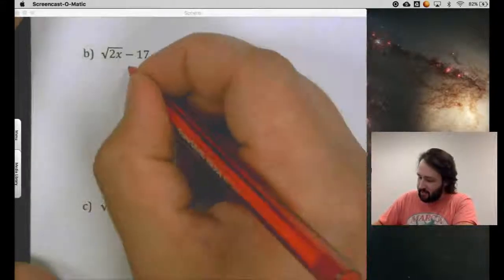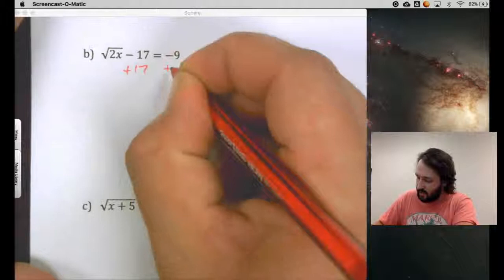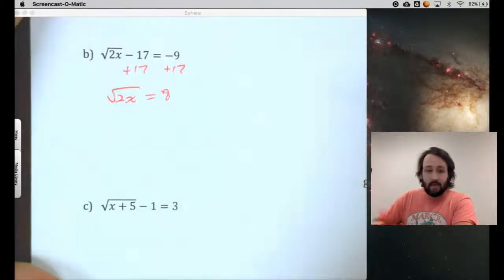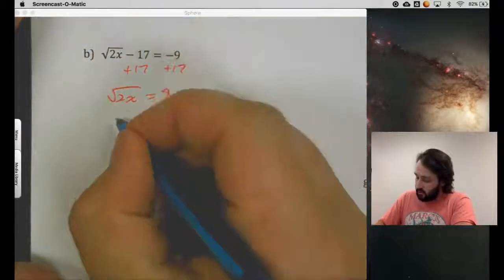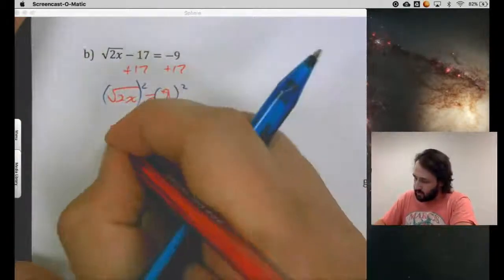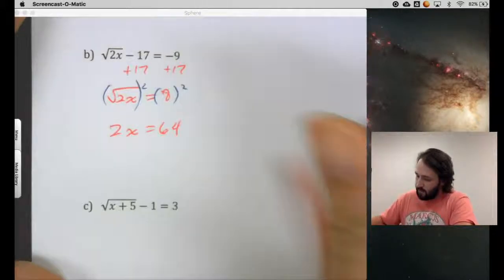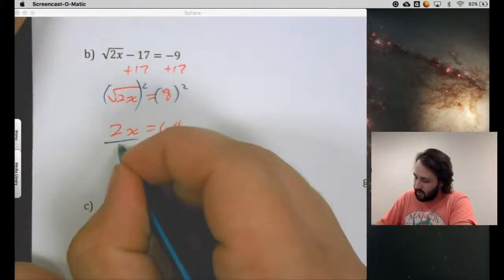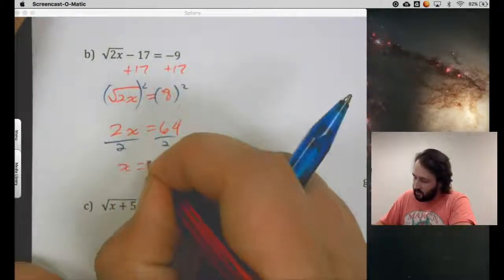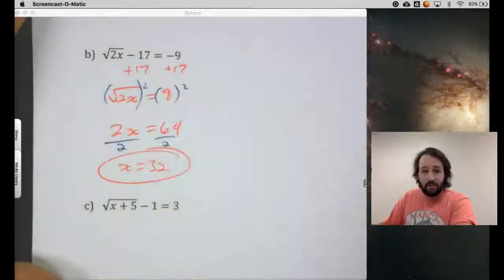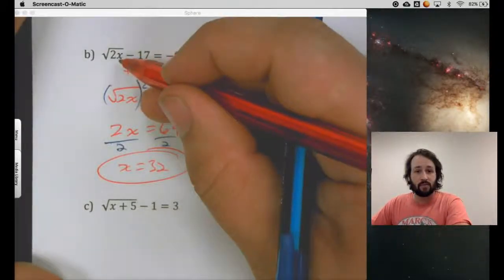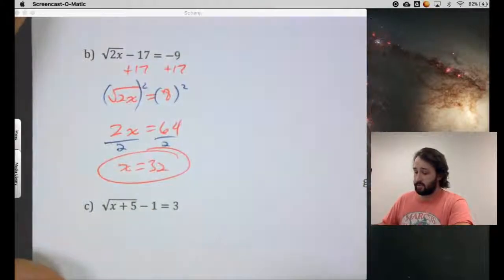Again, get the square root by itself. So plus 17 on both sides. So I have root 2x equals 8. And then I will square both sides. So I get 2x equals 64. And then to get x by itself, I can divide by 2 on both sides. That will give me x equals 32. Again, check your solution. 32 here would be the square root of a positive number, so that's good to go. That is my solution.